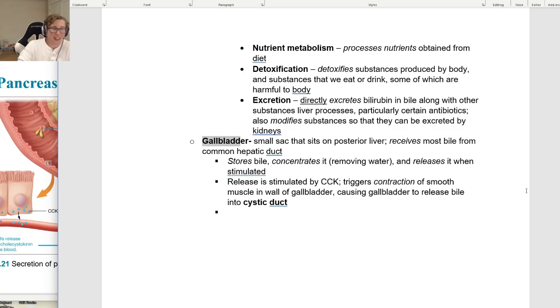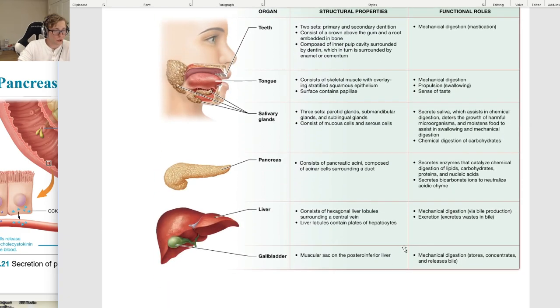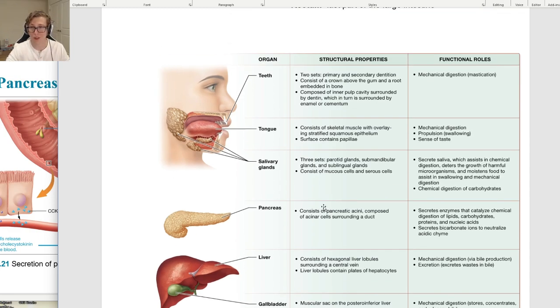Cool. And if we look back at our little chart, you can see here, liver, mechanical digestion, via bile production, excretion, waste in the bile. Gallbladder, mechanical digestion, stores, concentrates, releases bile. Pancreas secretes enzymes, secretes bicarbonate ions. Cool. Those are the main things. Everything else is just knowledge on top of knowledge that is going to be important in understanding the GI system, but primarily for studying for the test, look at these figures. Look at these tables. Know them. That's all.